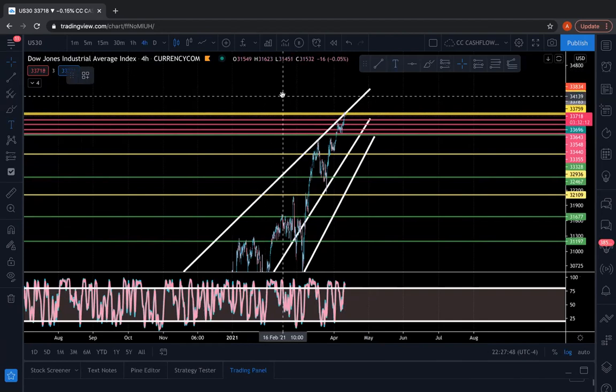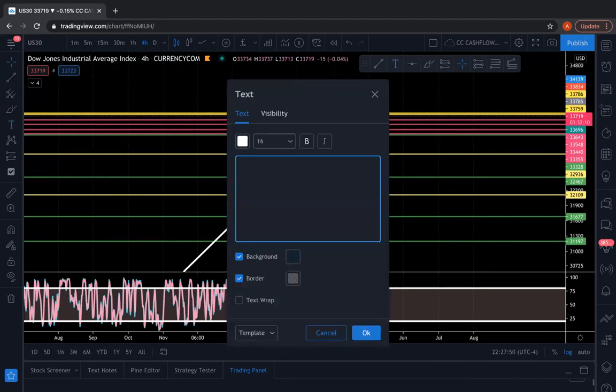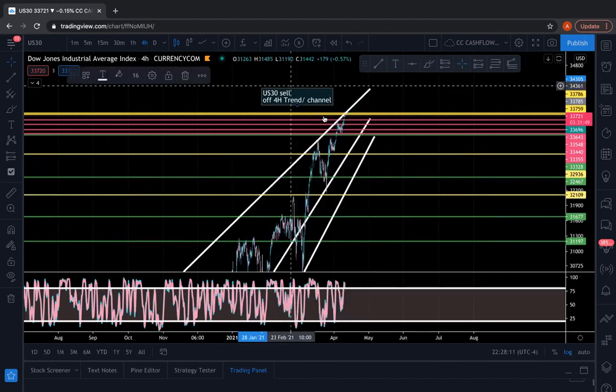Let me go ahead and type US30 sell off 4-hour trend, or I could say channel. Yeah, I'll understand what it means. So I'm just going to put it right here.